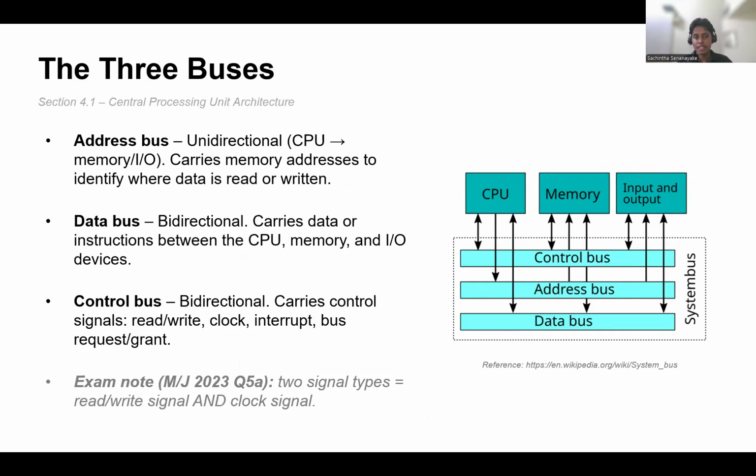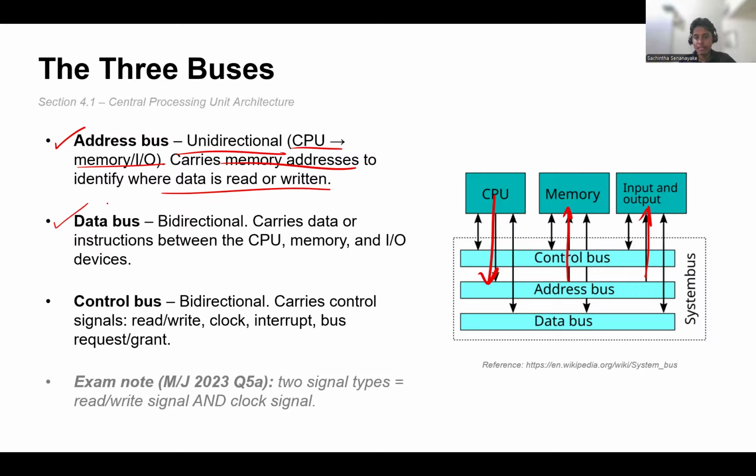Now to look at the three buses, the von Neumann architecture first consists of an address bus, right? Which is the unidirectional bus that carries data from the CPU to memory or input-output components. If you look at the address bus, there's an arrow to the address bus from the CPU, but then only from the address bus to the memory and I/O, not the other way around. So keep that in mind. Address bus is unidirectional. It carries memory addresses from the CPU to the places where data is to be read or written from. So it's used to identify where data is read or written.